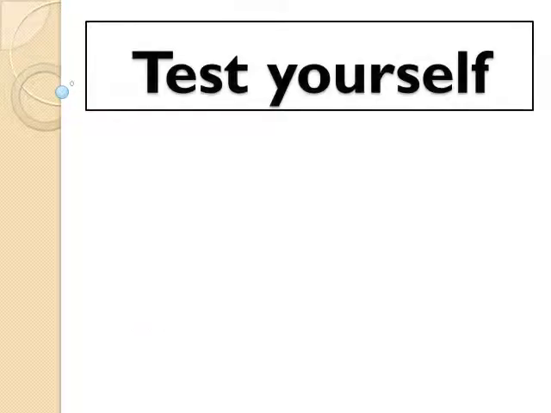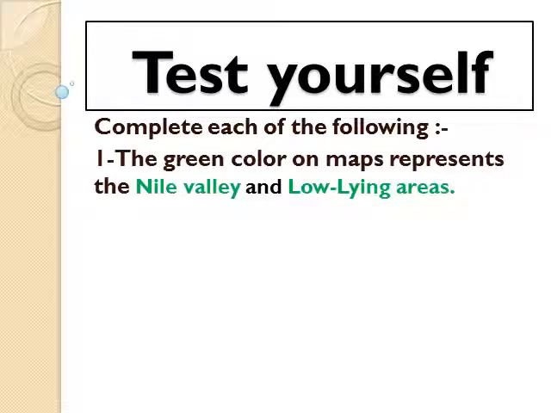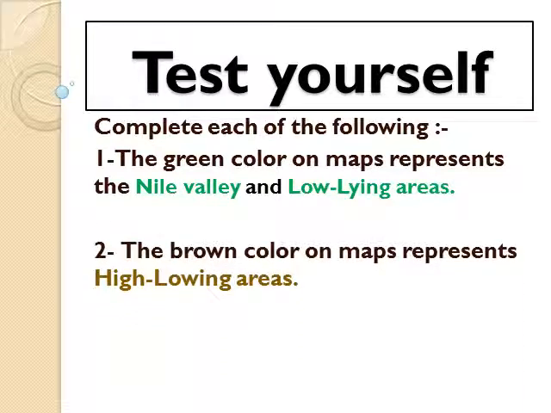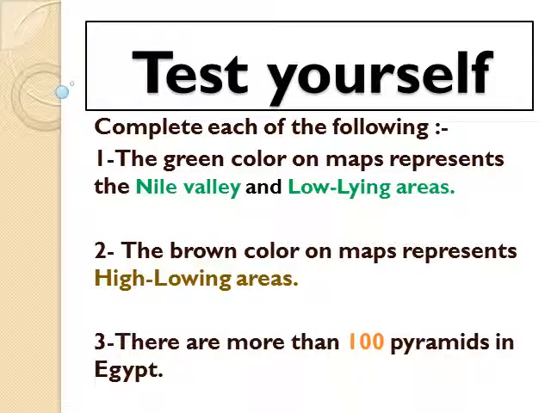Well, now let's answer the previous questions together. The green color on maps represents the Nile Valley and low-lying areas. Number 2. The brown color on maps represents high-lying areas and mountains. Number 3. There are more than 100 pyramids in Egypt.